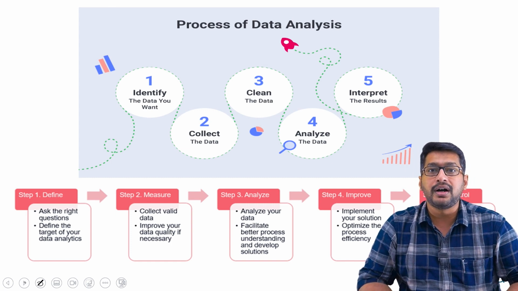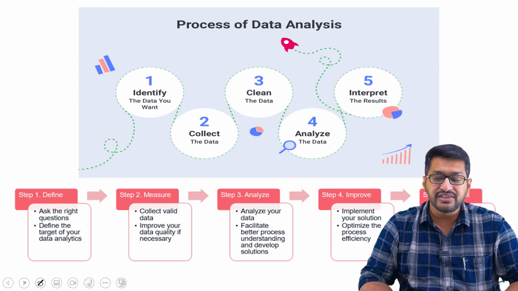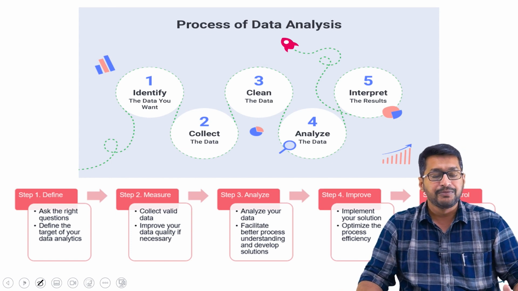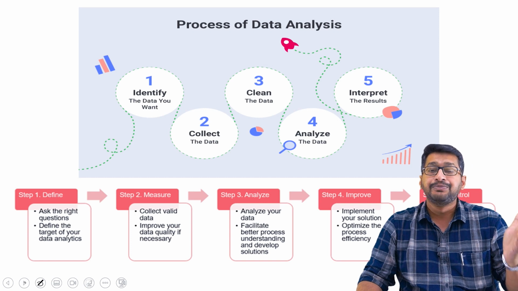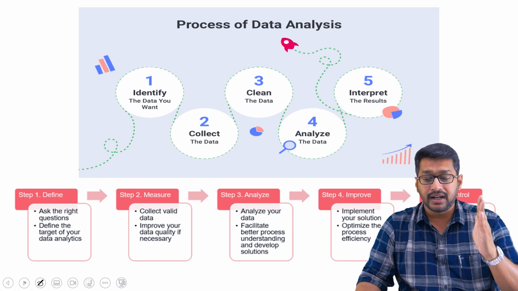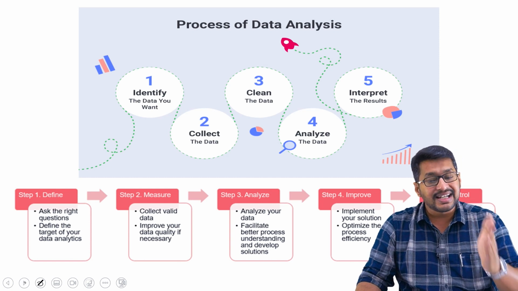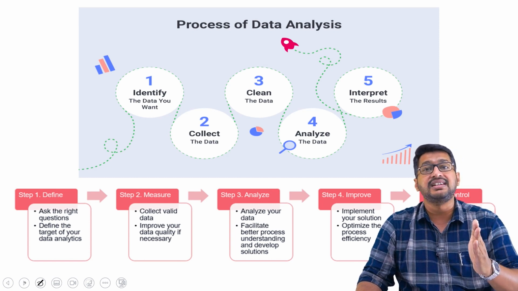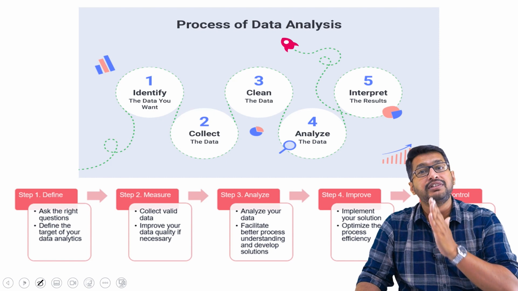Now, how do I do data processing? Data analysis normally takes 5 different steps. So first thing is define your data. Then once you define your data, measure your data very thoroughly. And then once you measure your data, analyze the data. And once you analyze the data, improve your data in terms of discussion.